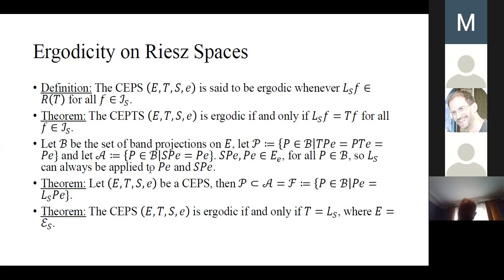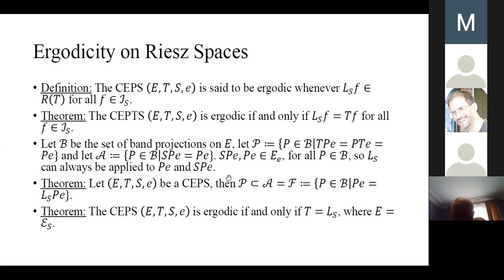We'll say that calligraphic B is the set of band projections on E, and we'll use calligraphic P to be the set of T invariant band projections on E. That is, P is a band projection such that TPE is equal to PTE is equal to PE. And we'll let calligraphic A be the set containing S invariant band projections. So P is a band projection such that SPE is equal to PE.